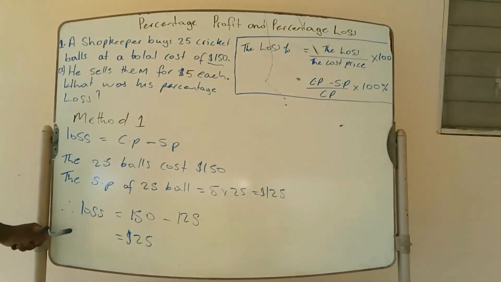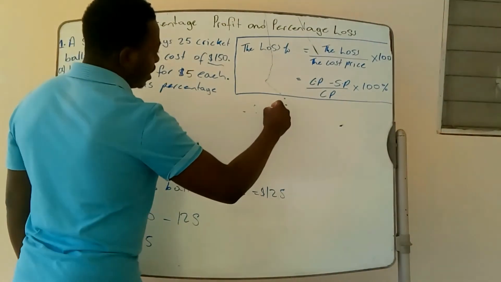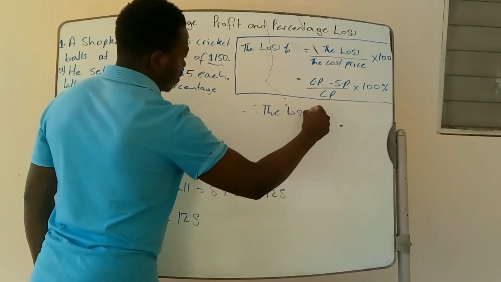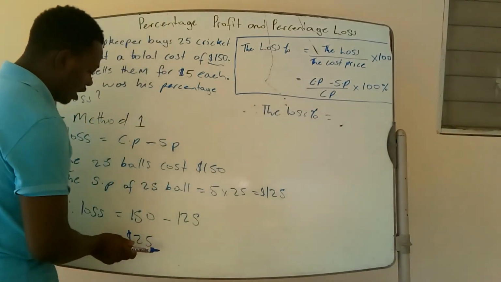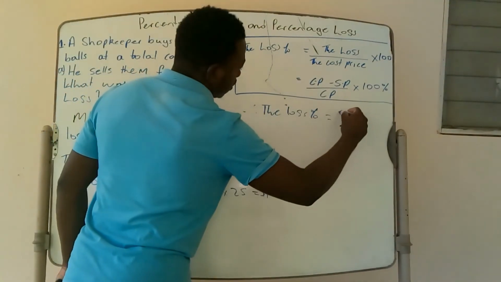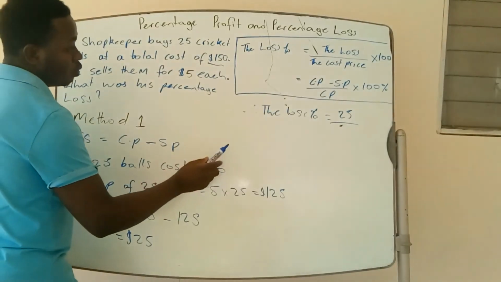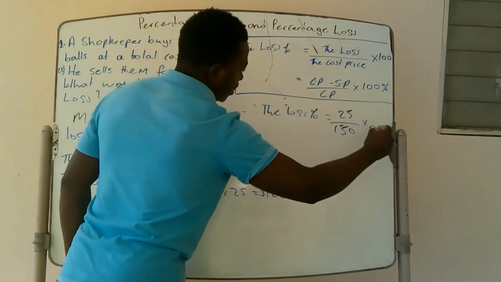Therefore, we can determine what? The loss percent. So therefore, the loss percent is equal to the loss. What is the loss? 25. So that is equal to the loss, which is 25, over the cost price. What's the cost price here? 150, right? So that's just 150 times what? 100%.